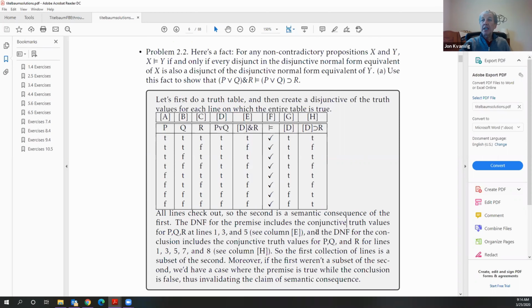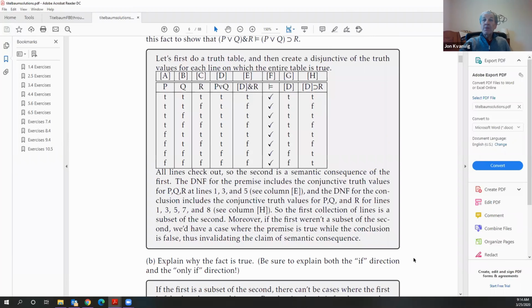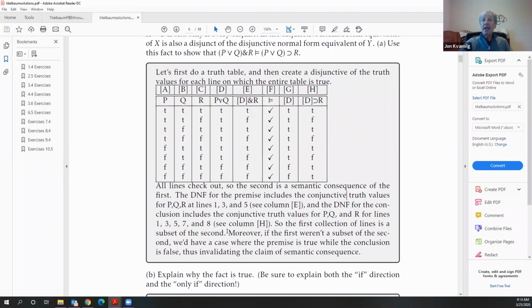That's from column E. The disjunctive normal form for the conclusion involves 1, 3, 5, 7, and 8, as we just went over. Since 1, 3, and 5 are included in 1, 3, 5, 7, and 8, that's what we were asked to show. Explain why the fact is true. Now, I started to do that right here.